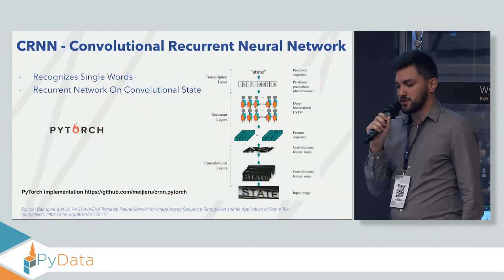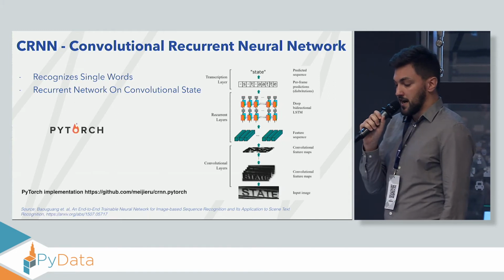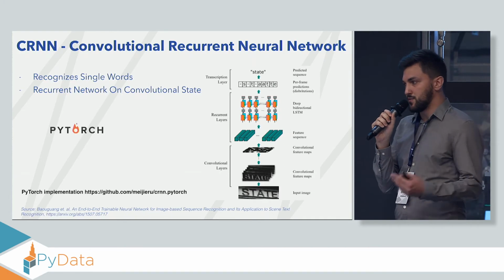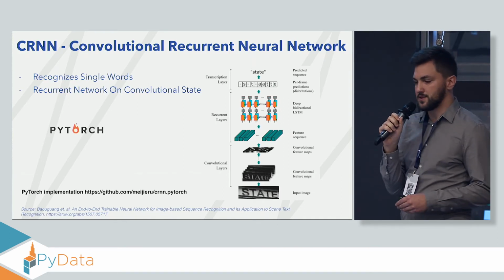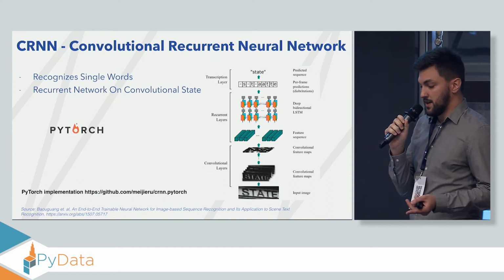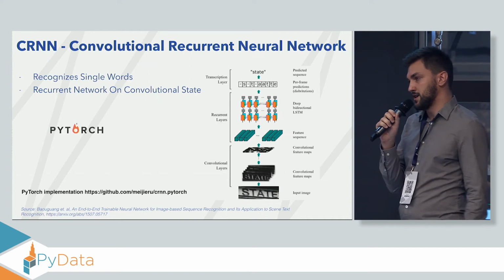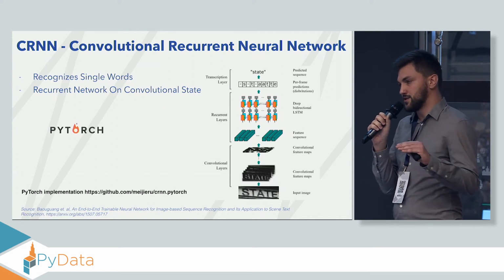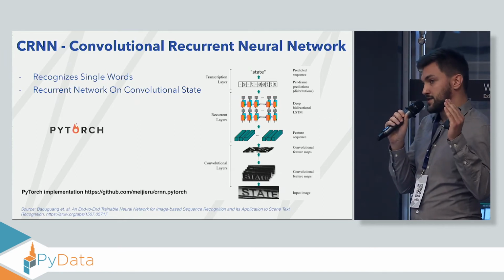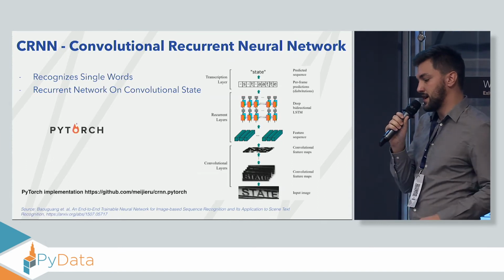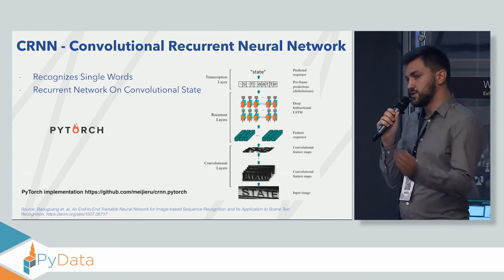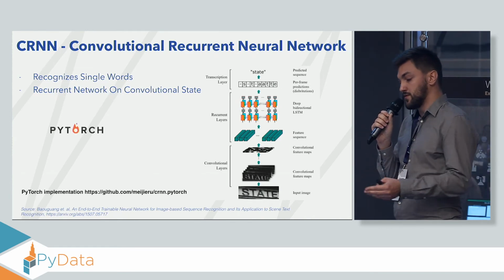For the text recognition, we are using CRNN, convolutional recurrent neural networks that are able to recognize single words, with a PyTorch implementation. The way they work, they apply convolutional layers to the image, and after several layers, these feature maps are split as feature sequences and fed to a recurrent neural network that then produces the predictions of what word it is.